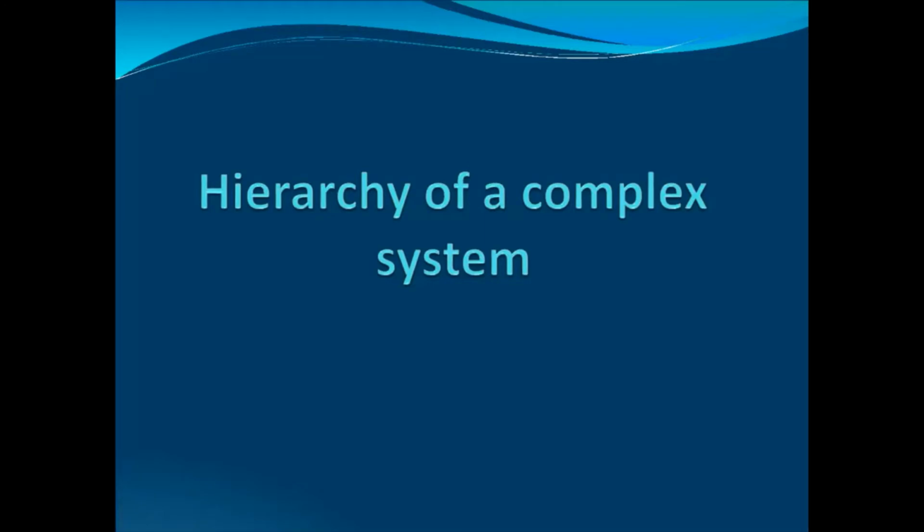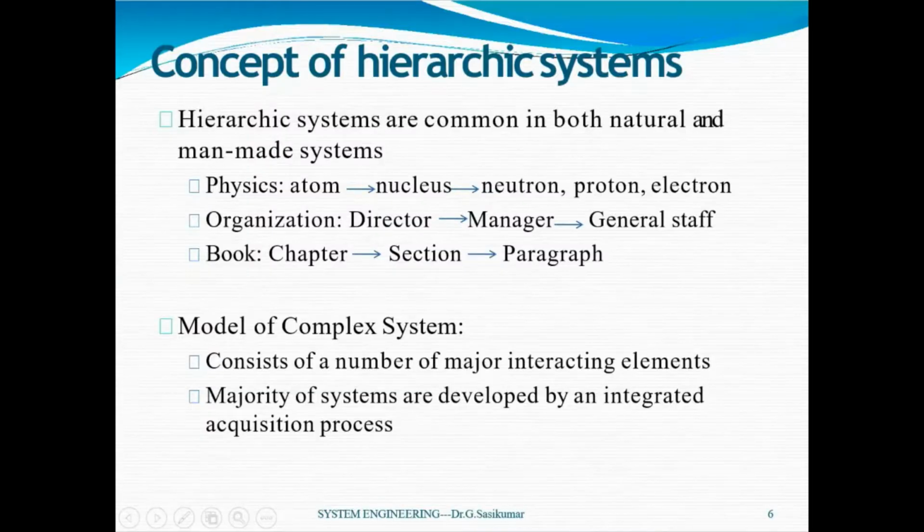Another topic which is important in the complex system is hierarchy. Hierarchy of a complex system. So there are two types of systems we have discussed in Unit 1: complex system and non-complex system. A non-complex system is a simple design or architecture related to one particular area, but a complex system is considered multidisciplinary, with multiple areas involved to execute a system.